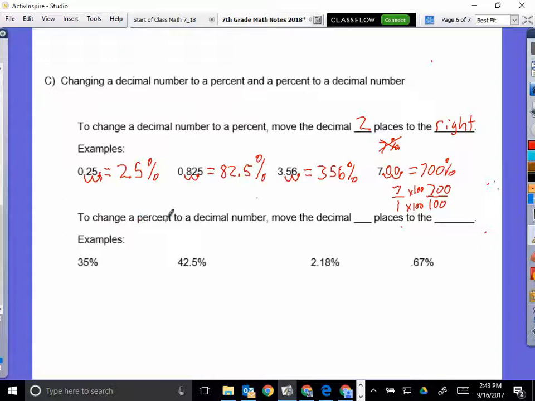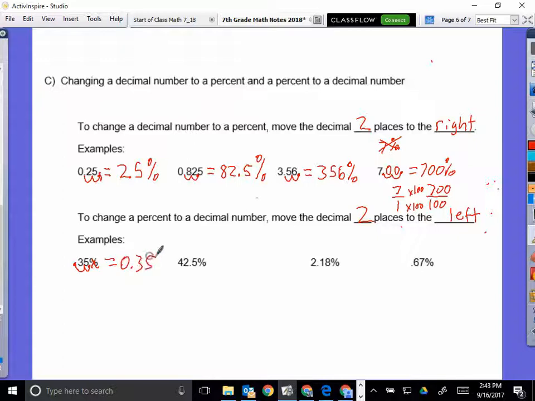Let's change a percent to a decimal number. So we're just going to do the opposite now. We're going to move the decimal 2 places to the left. All right, piece of cake, not too bad. So here we got 35%. Uh-oh, we don't have a decimal there. Not a problem, don't worry about it. Remember, if there's none there, stick one right there at the end of it. Then move that decimal 2 places to the left. It's going to go right there. So now we're going to drop the percent sign.